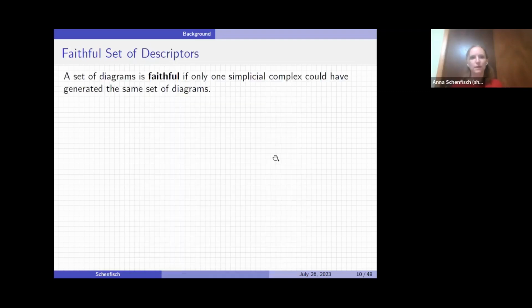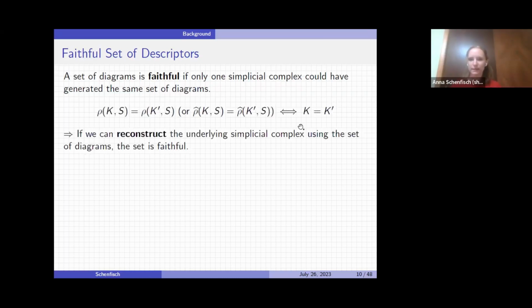Okay. All right, so our last really important vocab word is the word faithful. Given a set of diagrams, we say that it's faithful if only one simplicial complex could have generated that same set. A more notationally heavy way of writing that is in this line. But really, if I hand you a set of these diagrams and you can tell me exactly, without any ambiguity, what simplicial complex generated them, and you can reconstruct it, then we say that set is faithful.